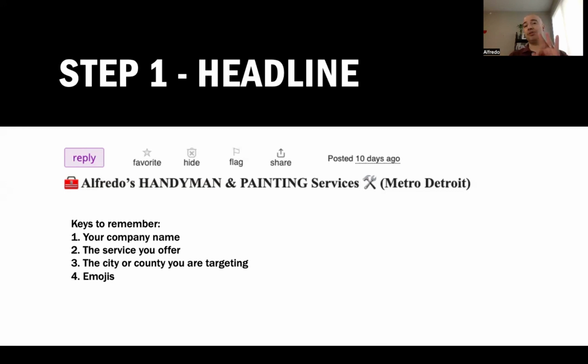So there's 3 things so that you'll be picked up by the search engines. One is your business name, two is what you offer, painting, handyman, plumbing, and third is the city or county you're targeting. So if somebody goes to Google and they say handyman in Metro Detroit, then I will come up. Maybe not on the first page, but people have told me they have found me through that. Those are the only 3 tips I have for a headline: your business name, the city you're targeting, and the service you provide. So if someone types that into a Google search or Yelp or Bing, you'll come up.